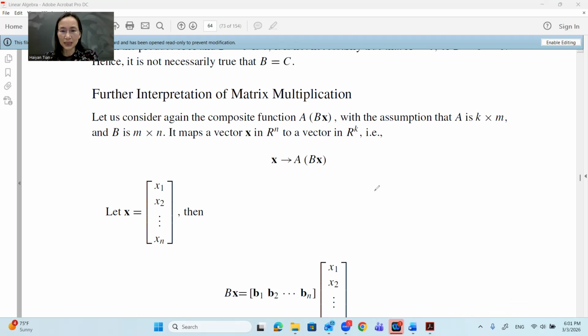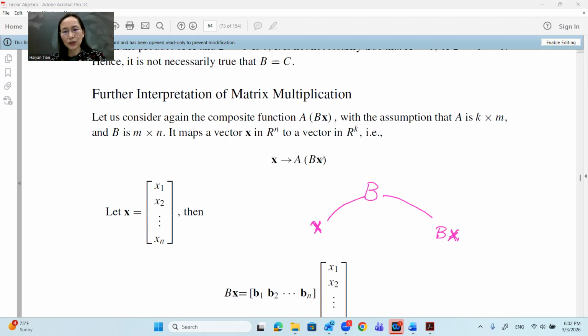Suppose I have a B. Then if you give me a vector X, and suppose B and X have matching dimensions, then through B, I can get an image. We call it the image of X, which is obtained after multiplying the vector X by B. So that is the image.